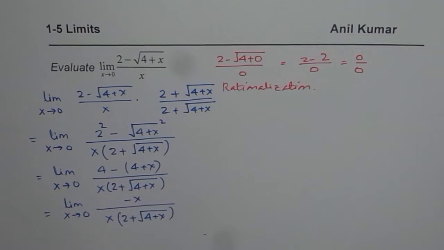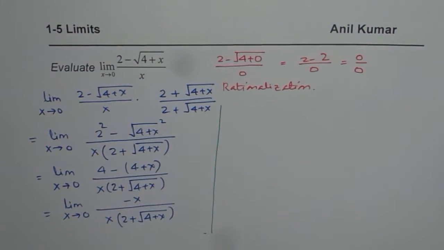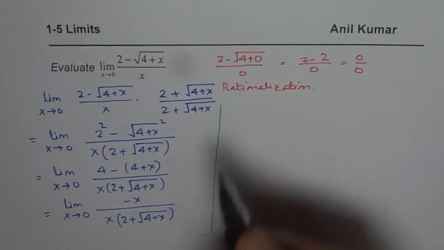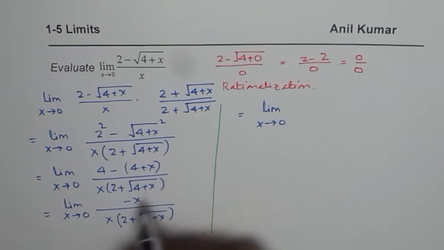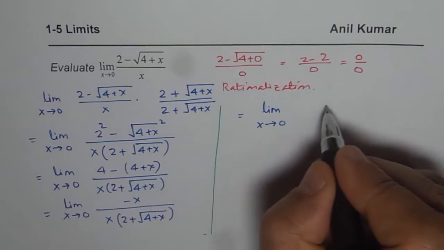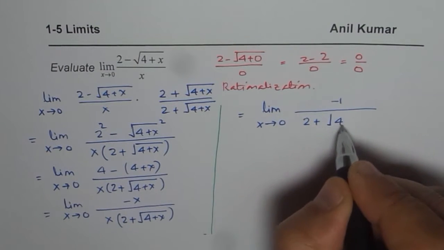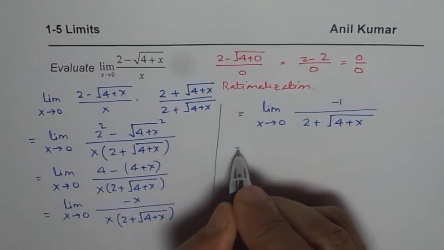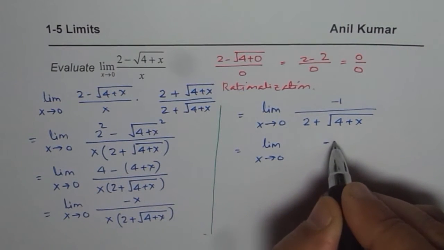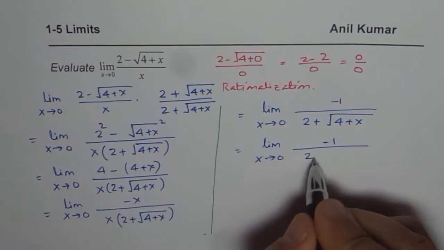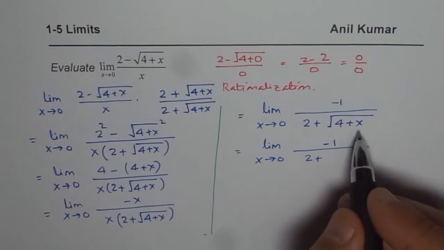Now we can cancel out x, and then write down the simplified form of this particular limit. So we have equals the limit as x approaches 0 of minus x and x cancel, so we get minus 1 in the numerator, and the denominator is 2 plus square root of 4 plus x, correct? That gives us the limit as x approaches 0 of minus 1 over 2 plus square root of 4 plus x.